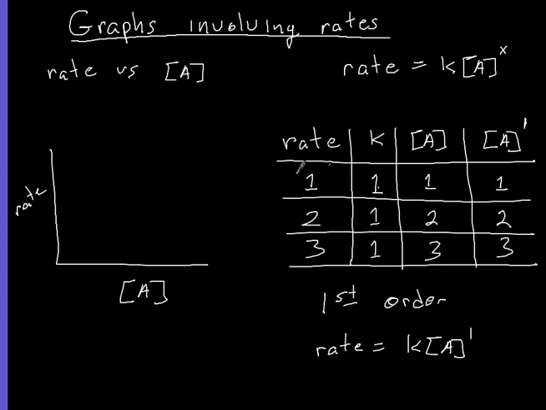So in this case, as we plot our rate versus our concentration of A, they are 1, 1, 2, 2, 3, 3. And so when you plot that, you're going to get a graph that looks like that running through the origin. So this is a first order graph of the rate versus the concentration.